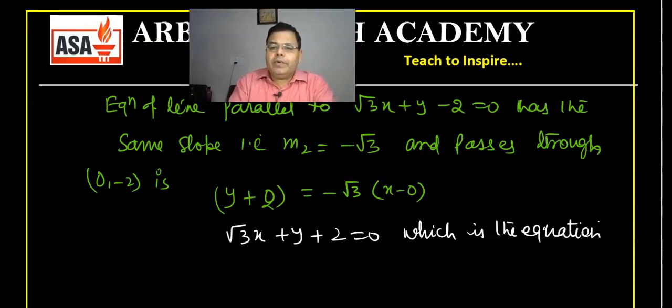Now here, why is this slope the same? Because m1 is equal to m2. What is the condition for parallel lines? m1 is equal to m2. So that is why m2 will also be minus root 3. So you can write it.